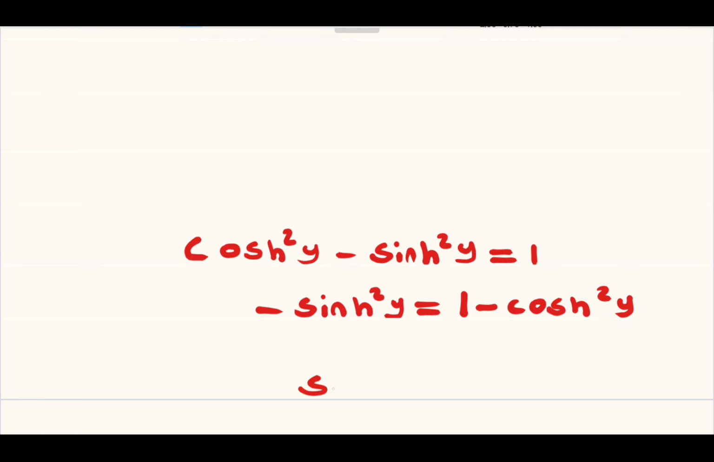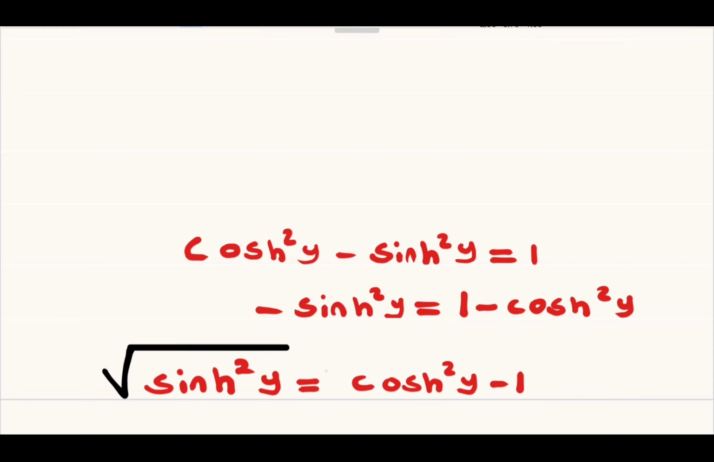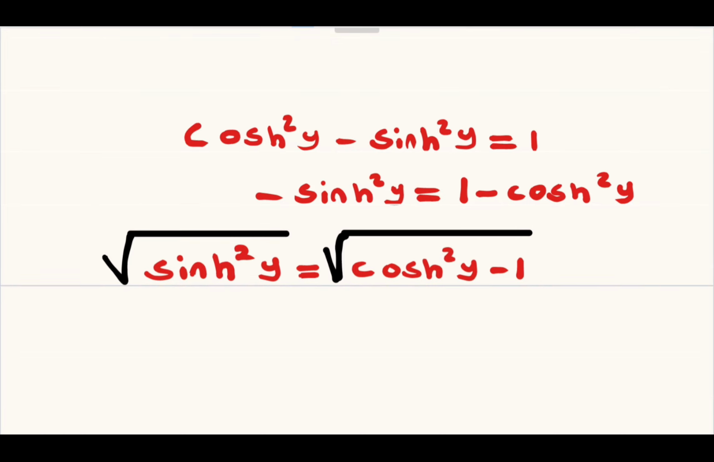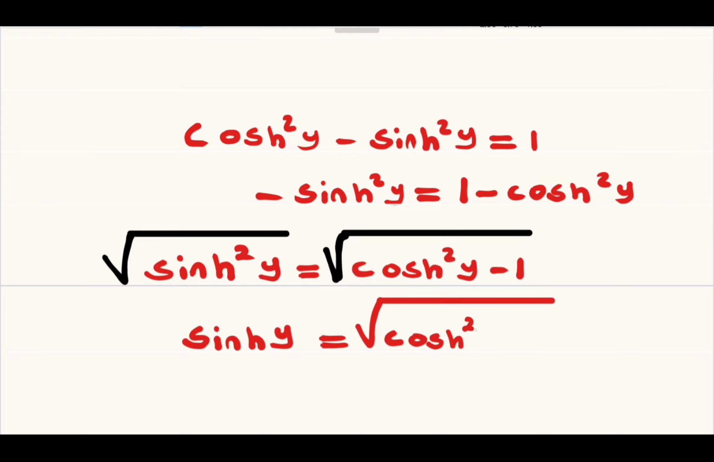We multiply both sides by negative 1, and sinh squared y is equal to, we start with the positive 1, so cosh squared y minus 1. We introduce the square root on both sides of our equation, and sinh y will be equal to the square root of cosh squared y minus 1.